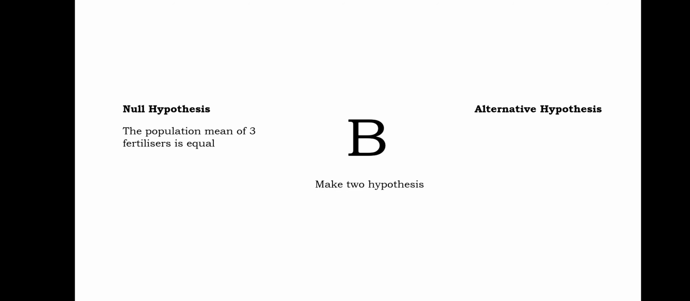Our null hypothesis is the one which we wanted to prove wrong. What we want to prove wrong is that the population means of all three fertilizers are equal. And what we wanted to get right is that the population means of the three fertilizers are not equal. So what we wanted to prove wrong is the null hypothesis, and what we really wanted to win is the alternative hypothesis.